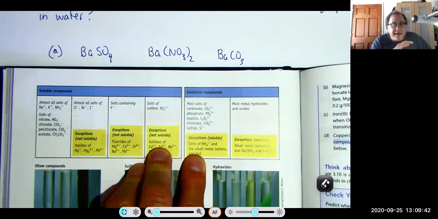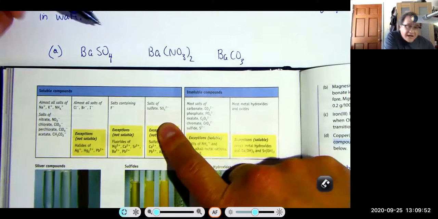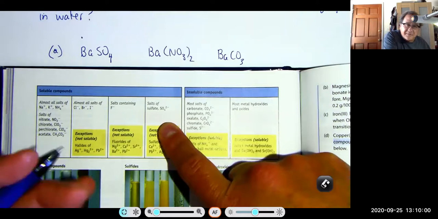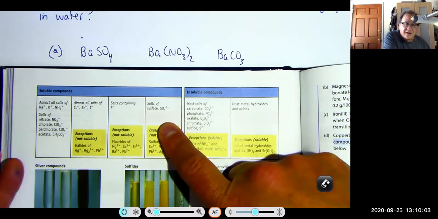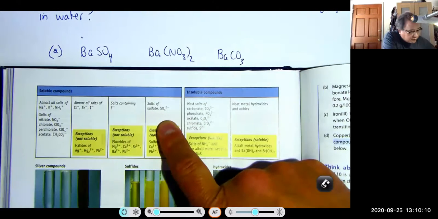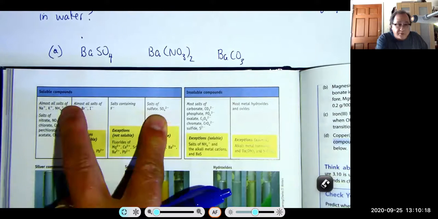So salt is a very short word that we can say instead of ionic compound, okay? So, is this an ionic compound? And the answer is yes. How do we know? It's a metal and a nonmetal. Metals and nonmetals are ionic compounds. Okay, so according to this, if we put this in water, will it dissolve? And this says that salts of sulfates are soluble.